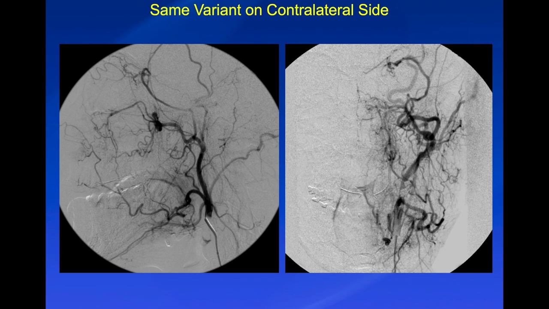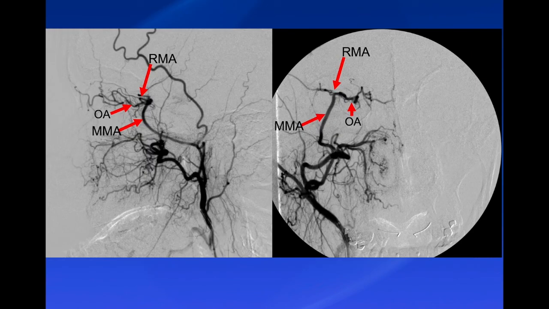And the patient actually had the same variant on the contralateral side. So even though we didn't see any choroidal blush in this case, with the embolization of the internal maxillary artery, there was some reflux into the MMA, and unfortunately, some of the embolic material ended up in the distal ophthalmic artery and probably made its way to at least block off the origin of the central retinal artery.